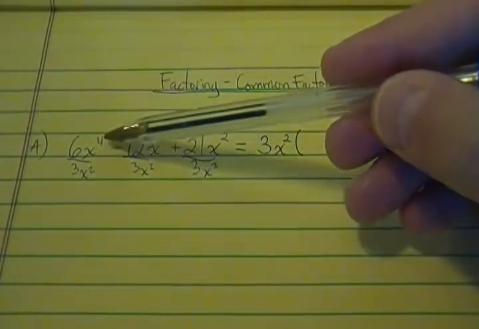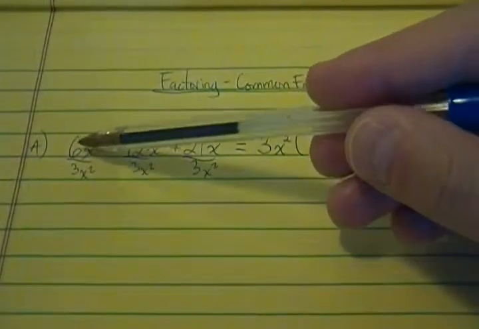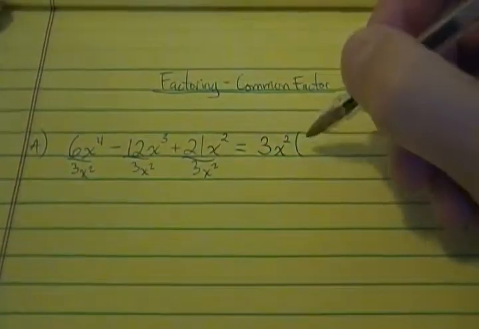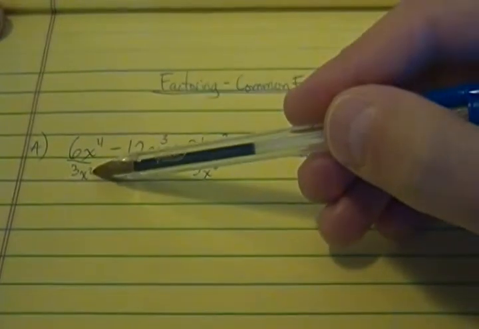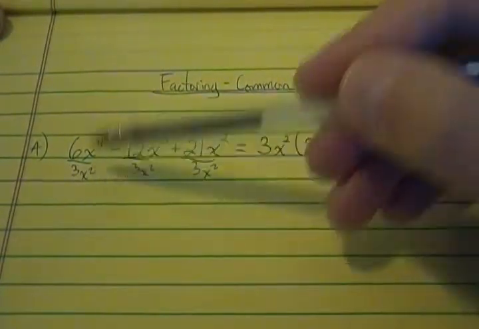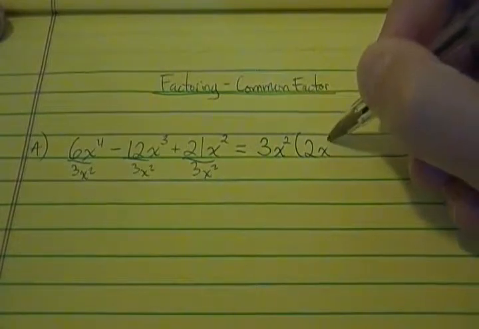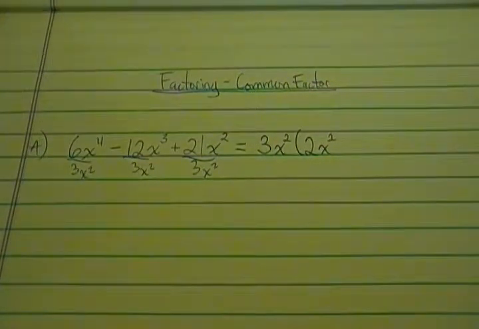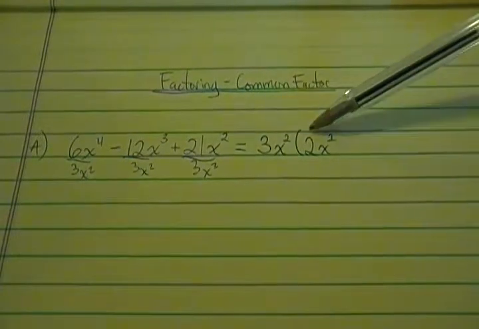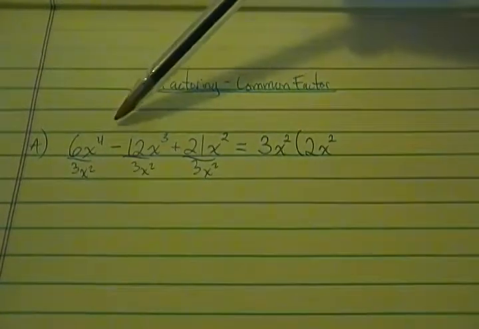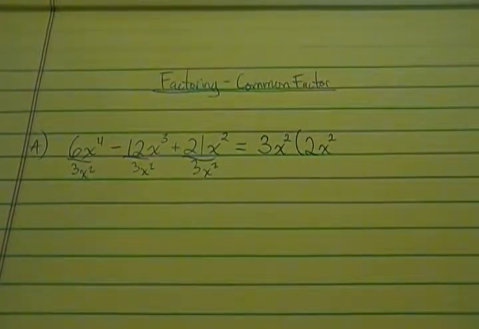So if we have 6x to the fourth and we divide away 3x squared, well, 6 divided by 3 is going to give us a 2. And then the x to the fourth over x squared, if you remember the rules of exponents, you subtract the exponents. 4 minus 2 is going to give us 2. So that first term inside the parentheses is going to be a 2x squared. If we multiply this common factor, 3x squared, times the 2x squared, that would give us the 6x to the fourth power that we started with.